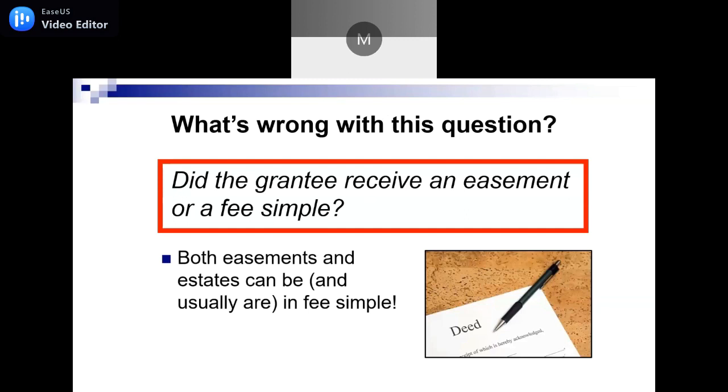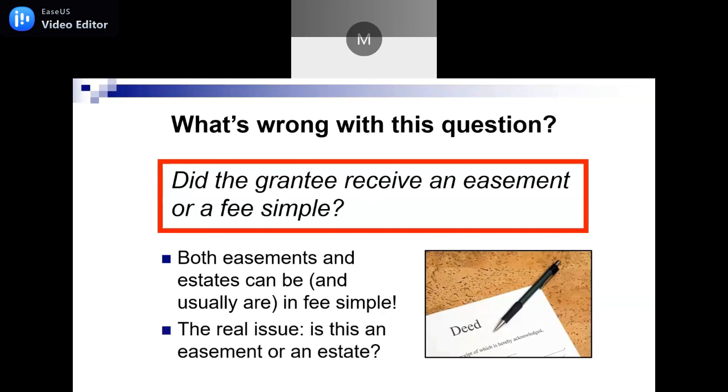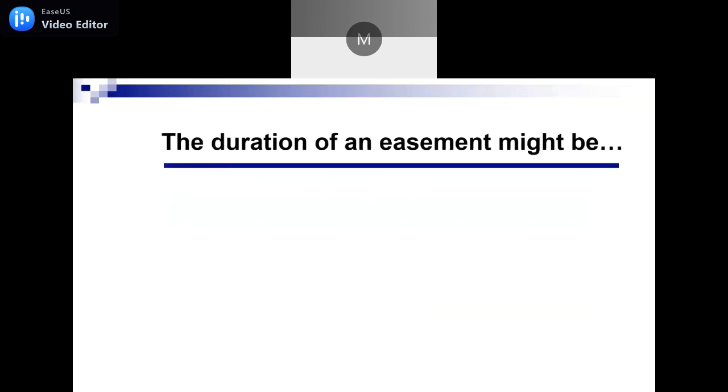The term fee simple simply implies that the estate or easement will continue indefinitely, and both easements and estates generally do continue indefinitely, and therefore it's perfectly proper to talk about either an easement or an estate as being in fee simple. The real issue in these cases is usually this: is this an easement or is it an estate? So when you're talking about easements, be sure to distinguish them from estates, not from fee simple.